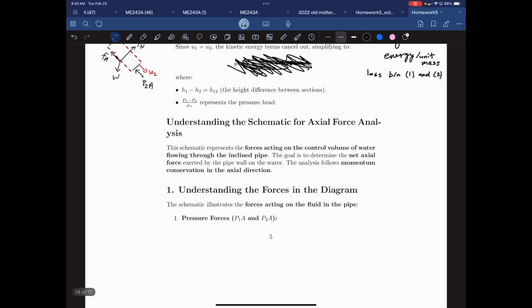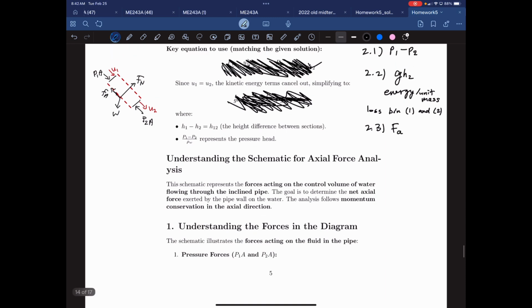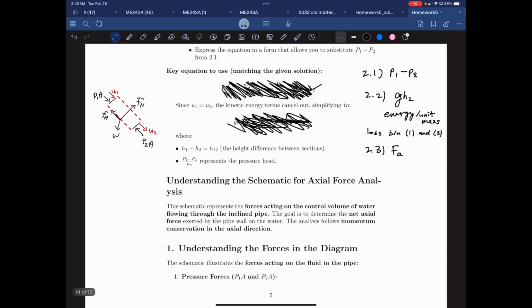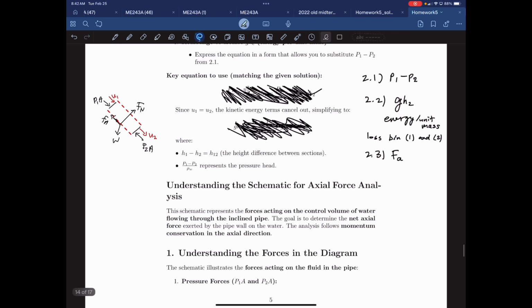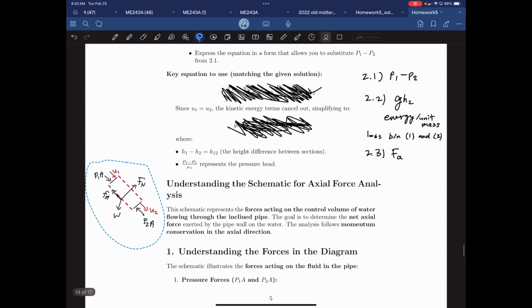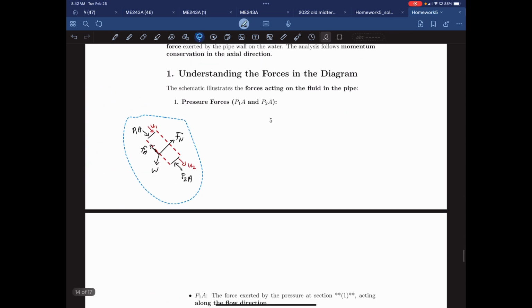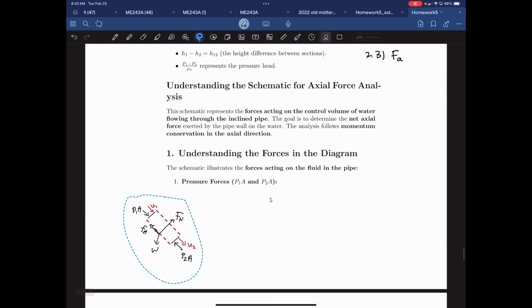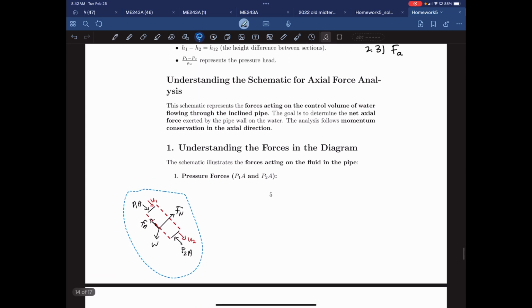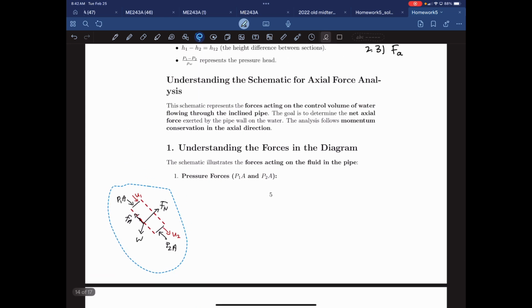And then 2.3, we determine FA. But going back to the schematic, just some notes on the schematic. Okay, so the forces are acting on the control volume of water flowing through the inclined plane.